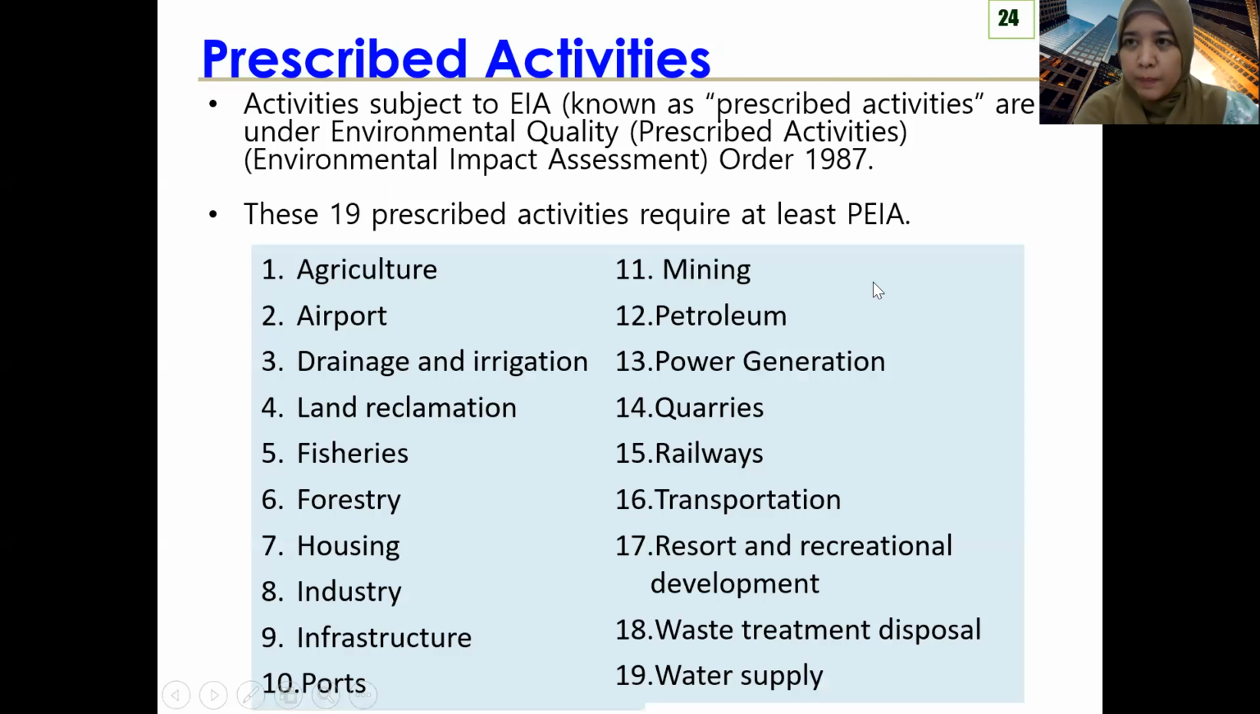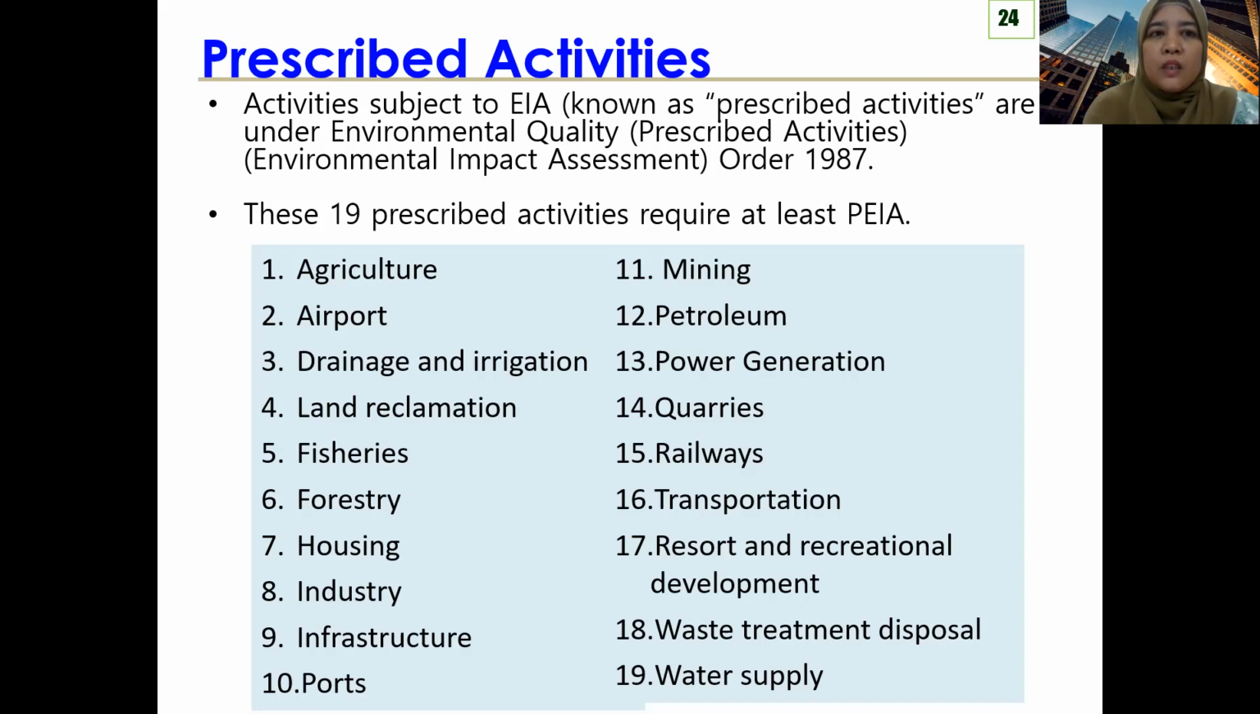Now, we talked about prescribed activities just now, right? This slide will show you the 19 types of prescribed activities as per the Environmental Quality (Prescribed Activities) (Environmental Impact Assessment) Order 1987. As I said before, EQA is the Environmental Quality Act. At the back, we have several regulations and also orders. Relevant to our lecture this week is the Environmental Quality (Prescribed Activities) (Environmental Impact Assessment) Order 1987. The short form is EIA Order 1987.